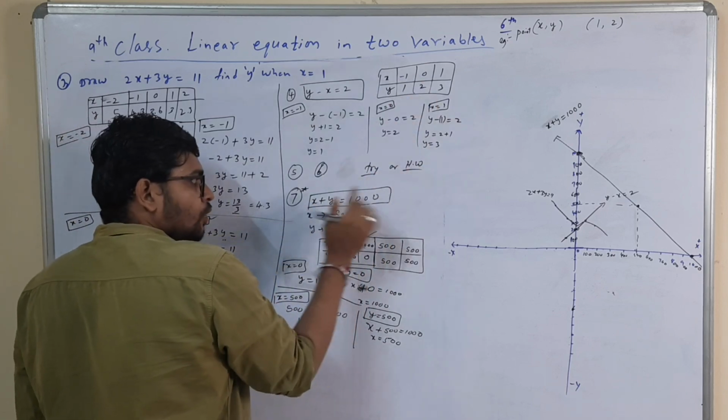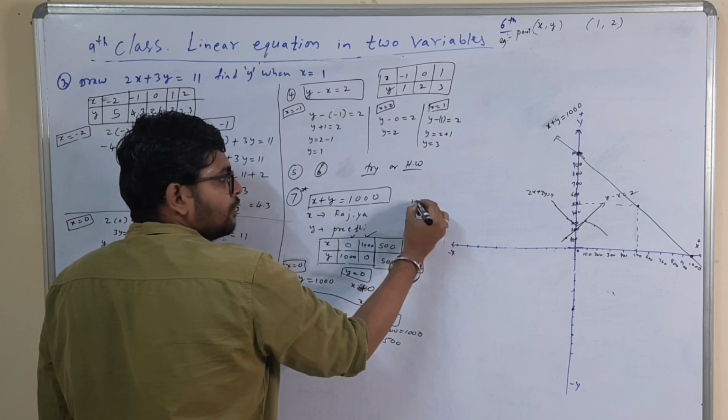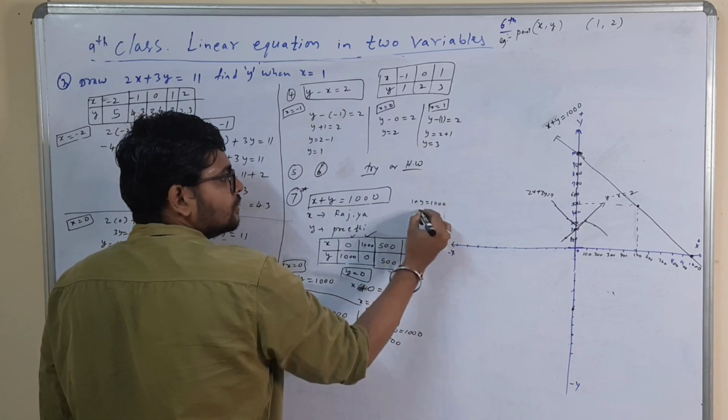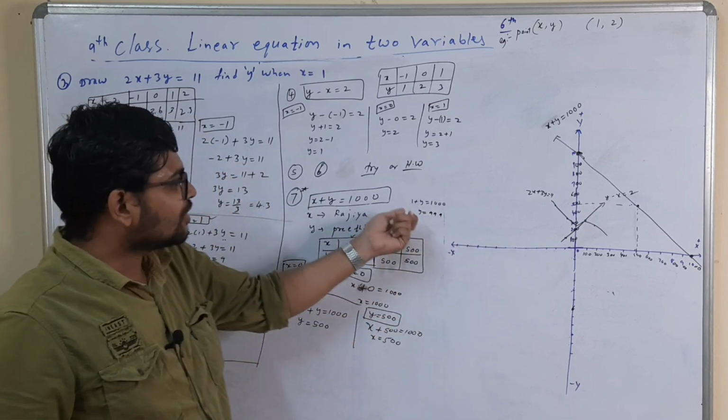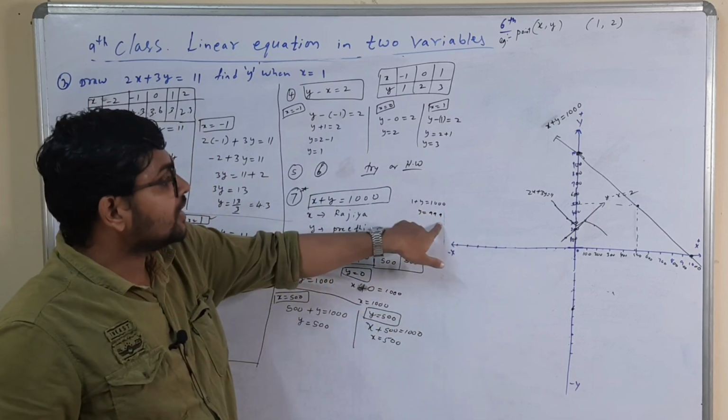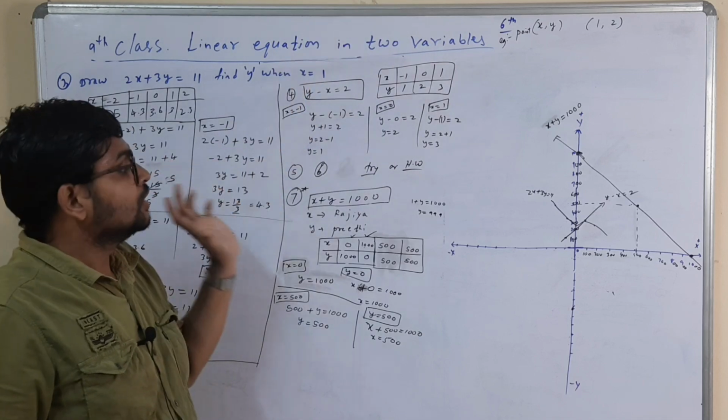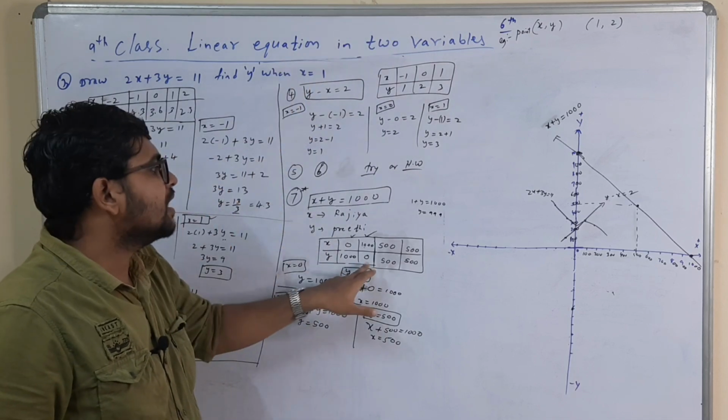So 1, what do we get here? 1 plus y is equal to 1000. y is equal to 999. Understood? This is a very small value. x equal to 1 we have to take, but y is 999. So for better calculation I have taken these values.